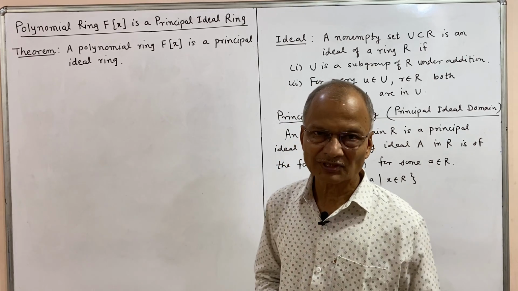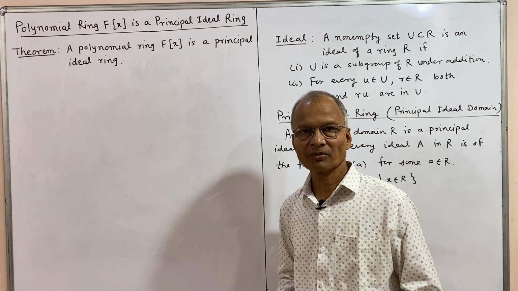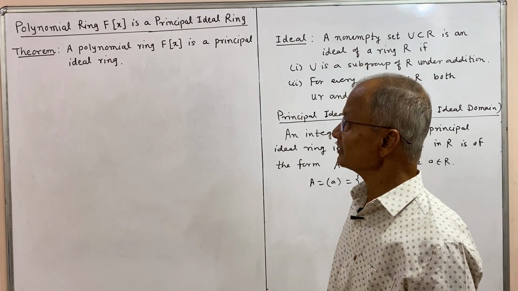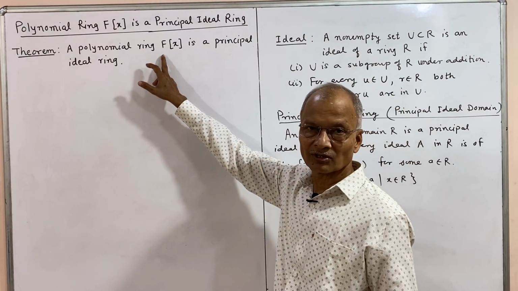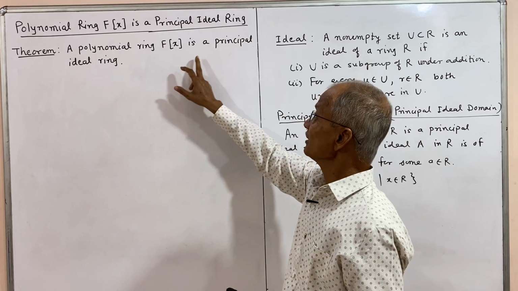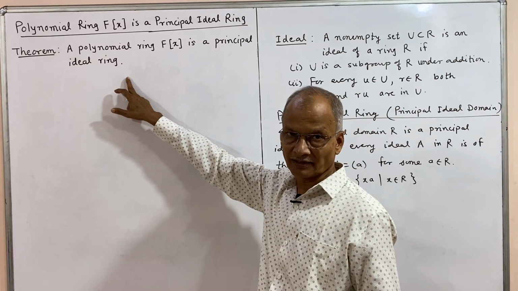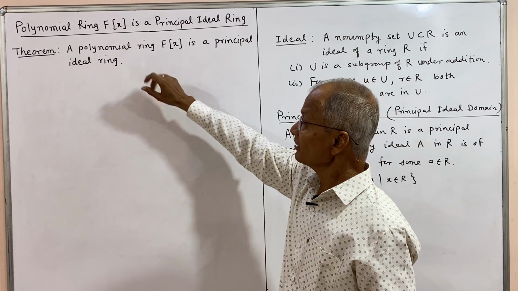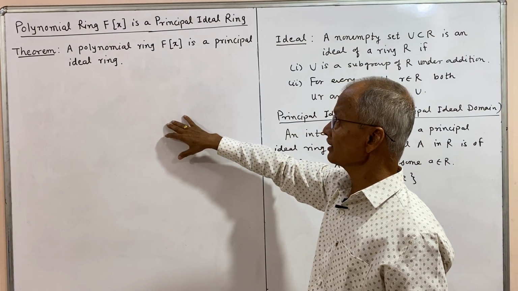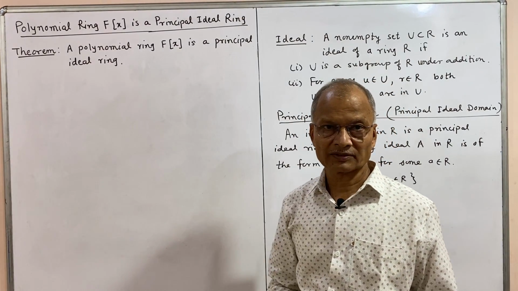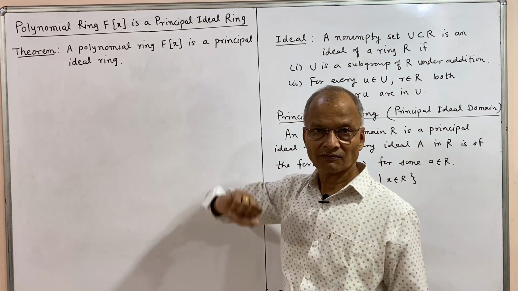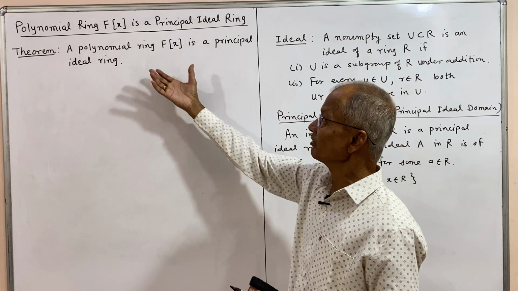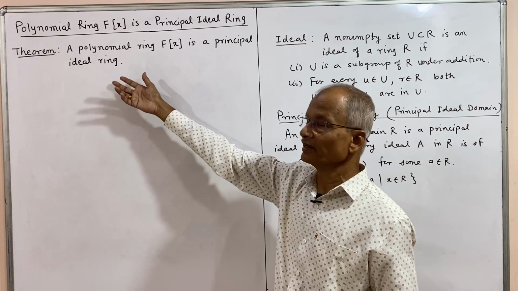In this lecture we shall study a result regarding polynomial rings, and the result is, I have written it as a theorem: a polynomial ring, which we have denoted by F[x], is a principal ideal ring. Now the polynomial ring we have studied in our earlier lecture is a set of polynomials whose coefficients are elements of this field F. And this polynomial ring is a principal ideal ring.